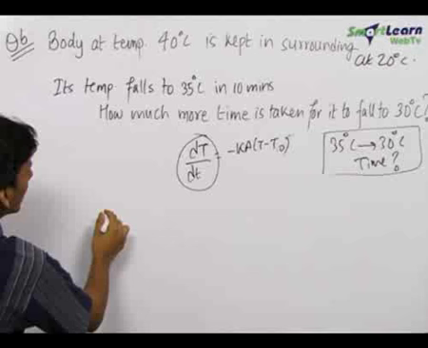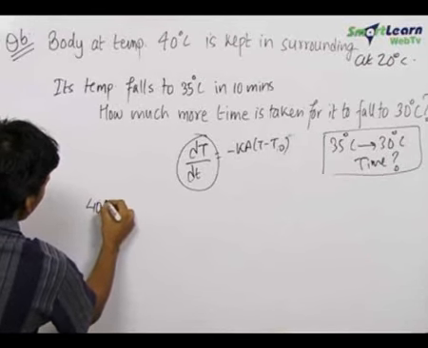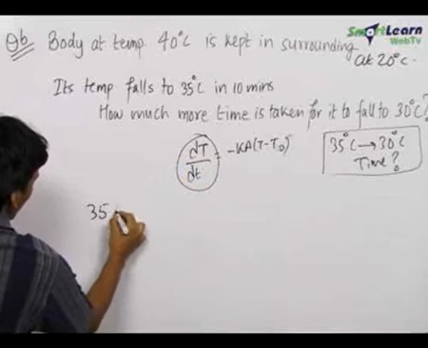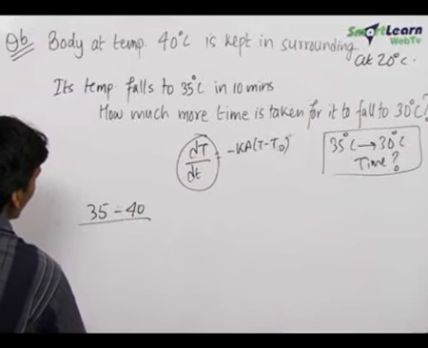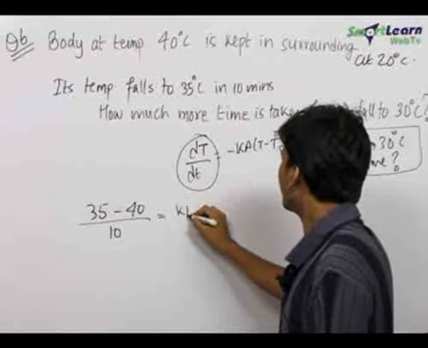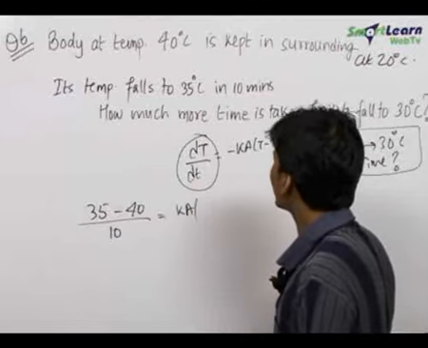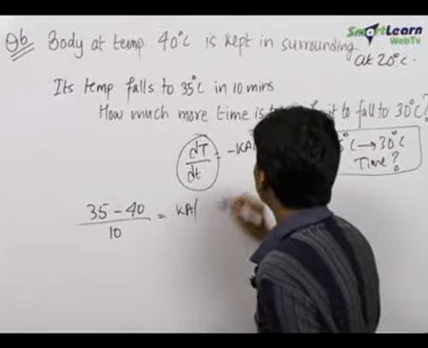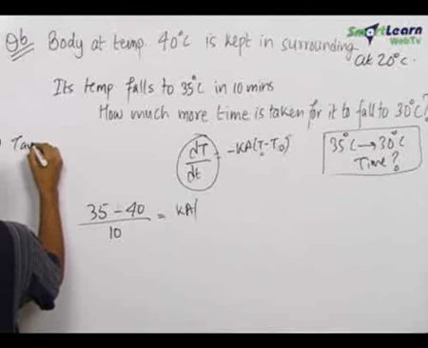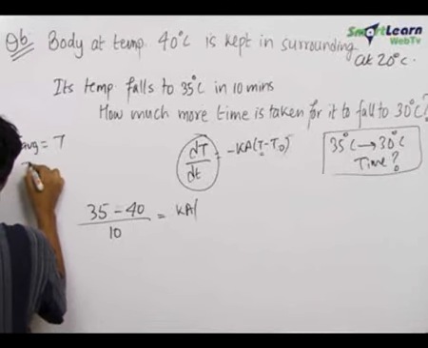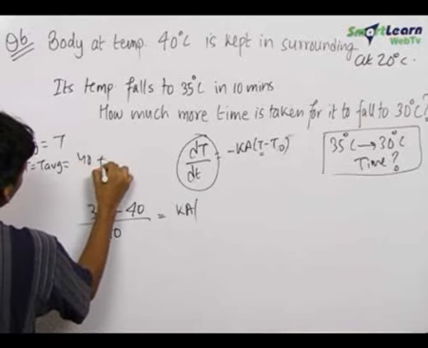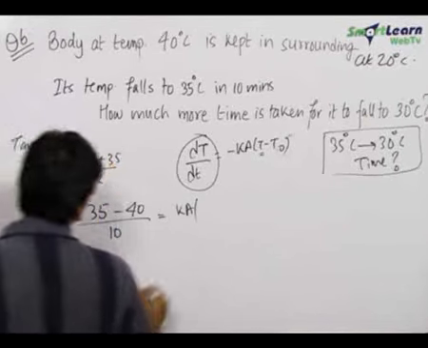Now for solving this question, we can take dT/dt to be equal to the average rate of decrease of temperature, that is final minus initial. Change is always final minus initial. So 35 minus 40 upon the time taken, that is 10 minutes. This is equal to KA into (T minus T naught). Since the temperature is not constant throughout, we take T average is equal to T. Therefore T is equal to T average, which is initial plus final by 2, that is 40 plus 35 by 2, equal to 37.5.